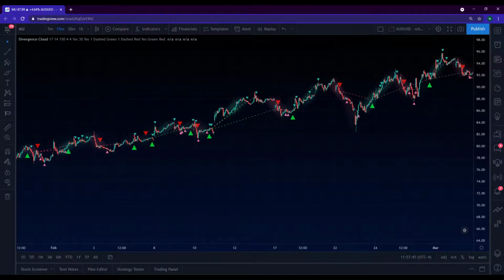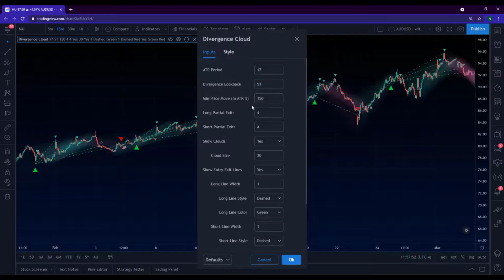This is because Divergence Cloud isn't looking far back enough to do its calculations for the clouds. We need to increase the divergence lookback so that the indicator can get a better sense of the trend. Let's try setting the divergence lookback to 3 times the ATR period.